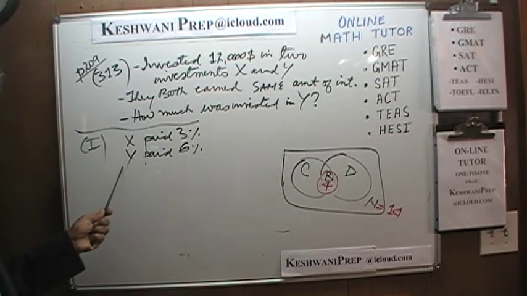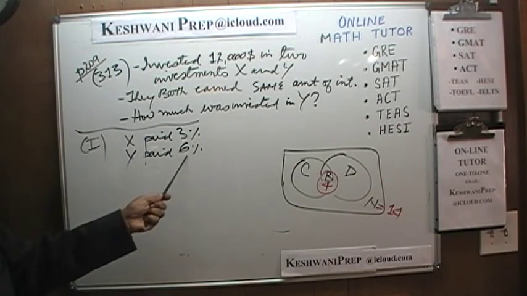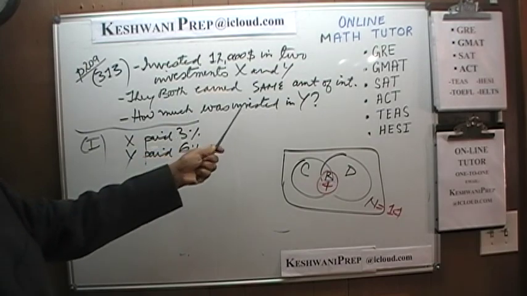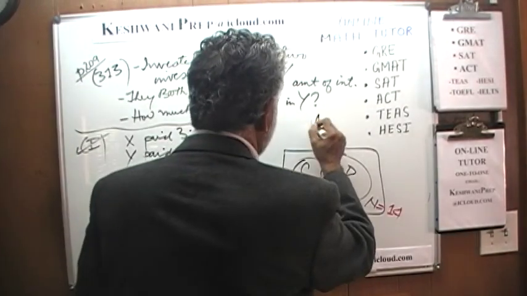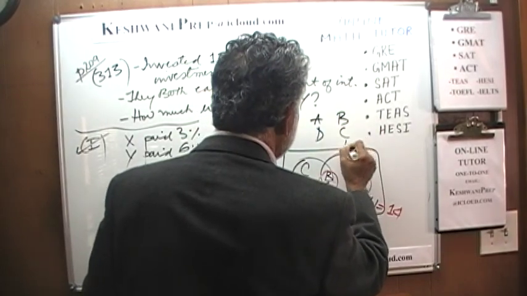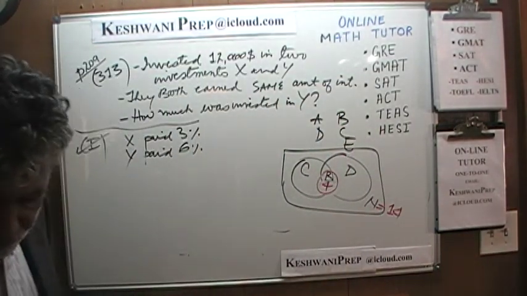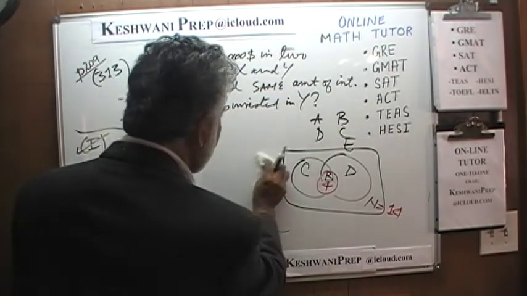To be precise, it's going to be 12,000 minus X. Whatever amount we've invested in X, 12,000 minus X was put in here, and that returned 6%. Of course, we can answer how much was invested in Y. The first statement by itself is quite sufficient. A, D, B, C, E. Since we know that the first statement by itself is enough, there is enough information there, it can be done.